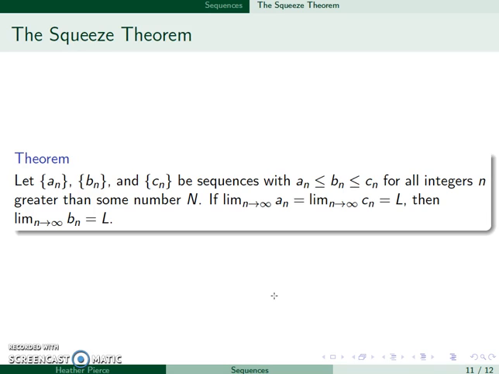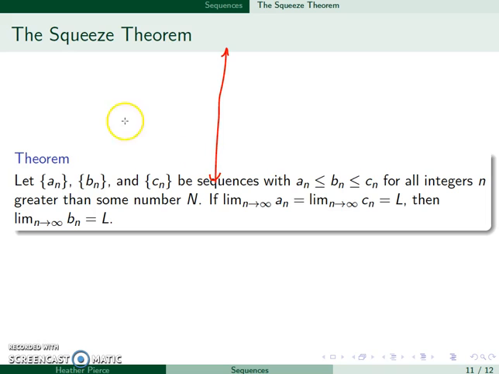So the last thing we'll look at is the squeeze theorem. So here I have two sequences where a sub n is less than b sub n is less than c sub n for all integers n greater than some number N. So if the limit of a sub n is equal to the limit of c sub n, which is equal to L, then the limit of b sub n is equal to L.